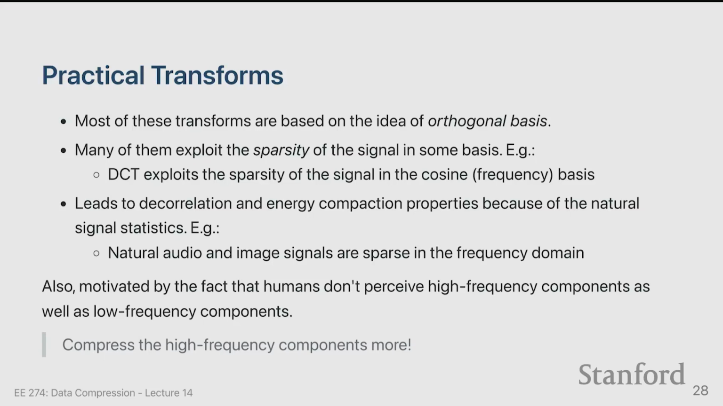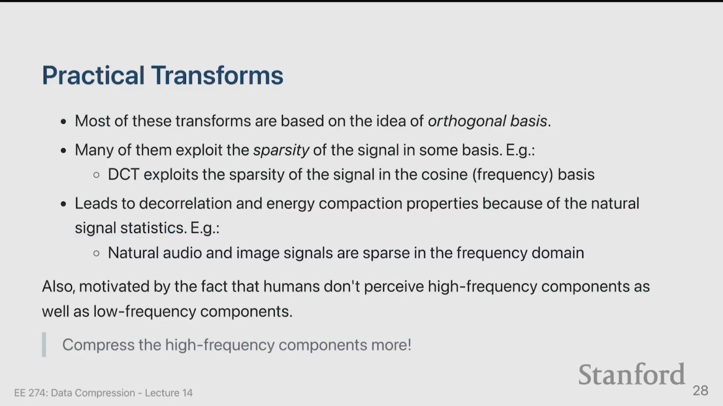And the main idea why these work: obviously, like Nasser said, DCT was also a good approximation to KLT under certain settings. We won't really talk about that here. But one key takeaway why these things work is because of the natural signal statistics.